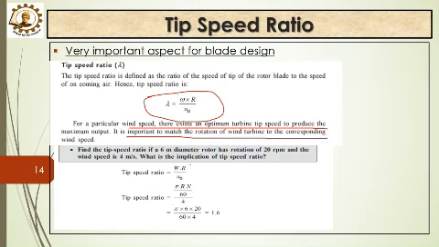So it's a small problem. Find the tip speed ratio if a 6-meter diameter rotor has a rotation of 20 rpm and the wind speed is 4 meters per second. Just follow the formula, omega r by u0. It is given as pi r into the rotation speed: pi, r is the radius, that is 6 meters, 20 is the rotation speed, that is 20 rpm, divided by 60, and u0 is the incident speed, that is 4. So the tip speed ratio comes out as 1.6.